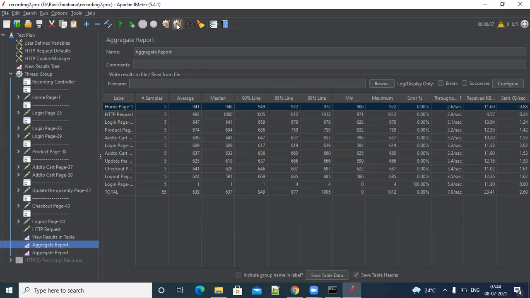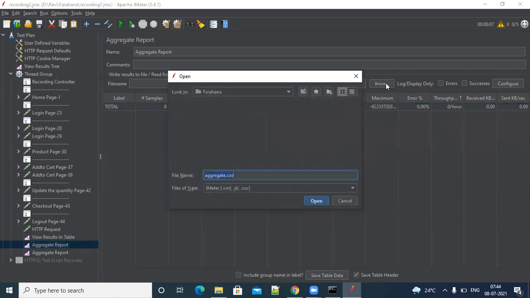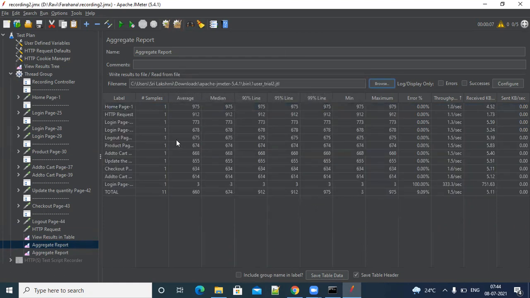Suppose now let me do one thing. If I clear and load the JTL which we saved in the bin folder, this we saved in the video history. See, it displays the data. So you can use any JTL file in any listener. It will be helpful for all the listeners. It's not that we need to save in a particular format.